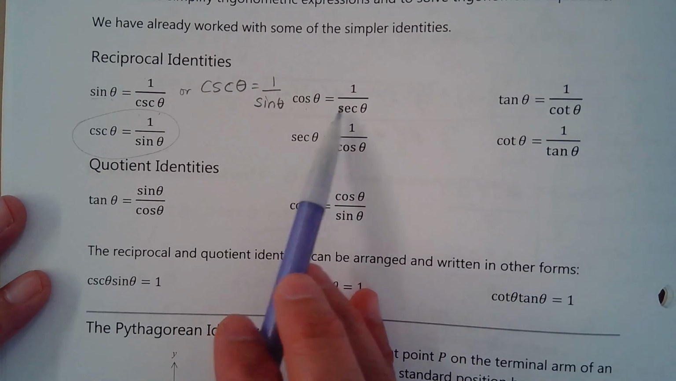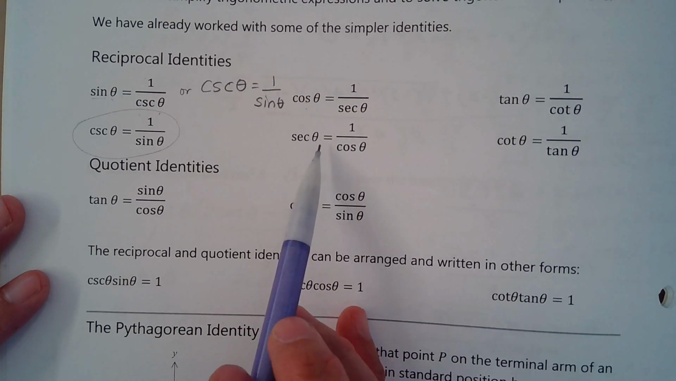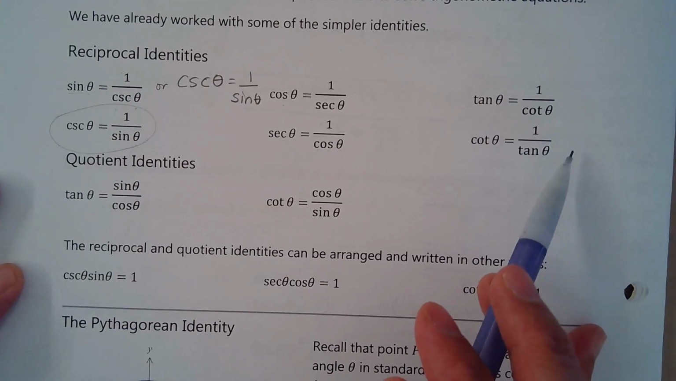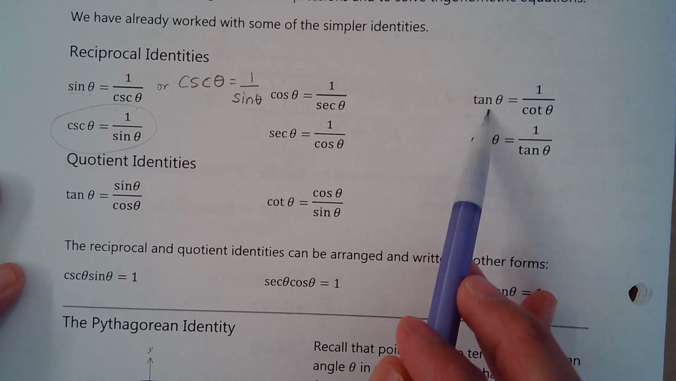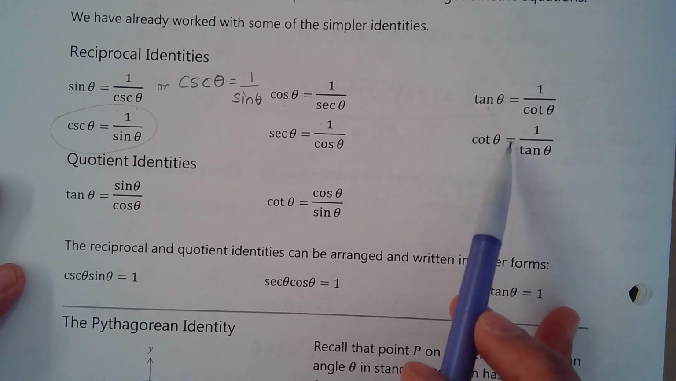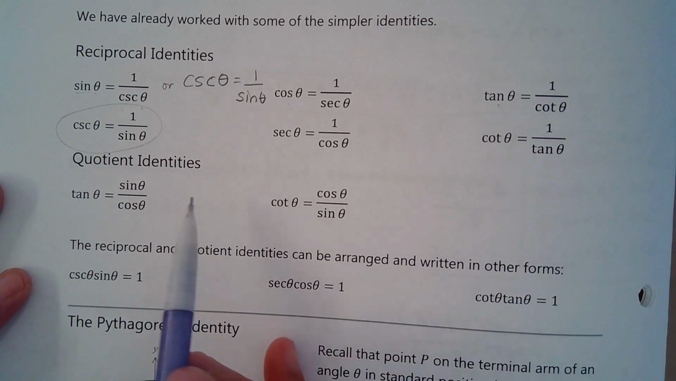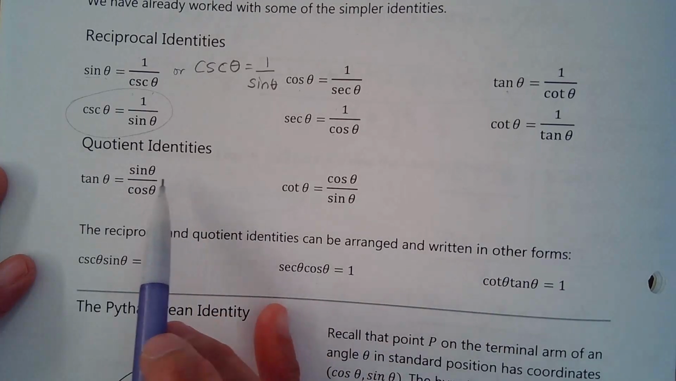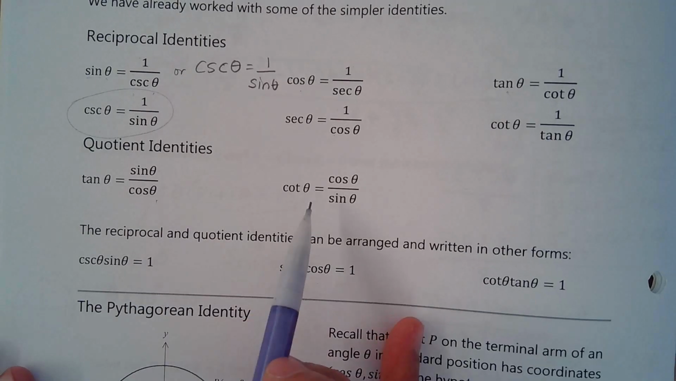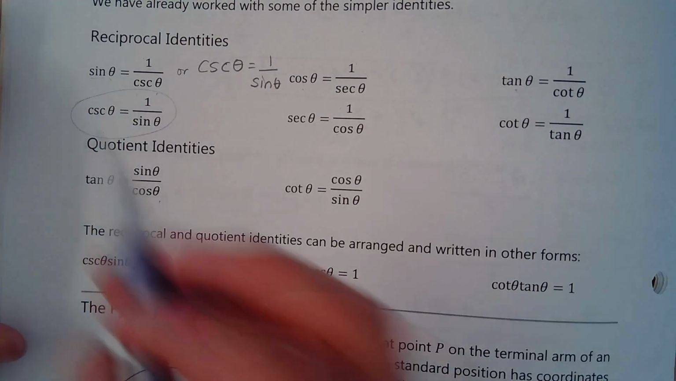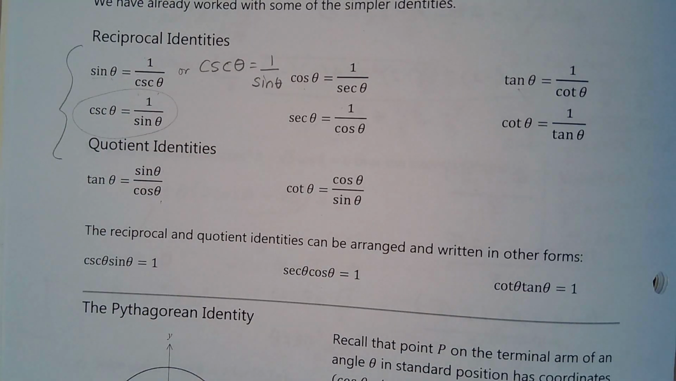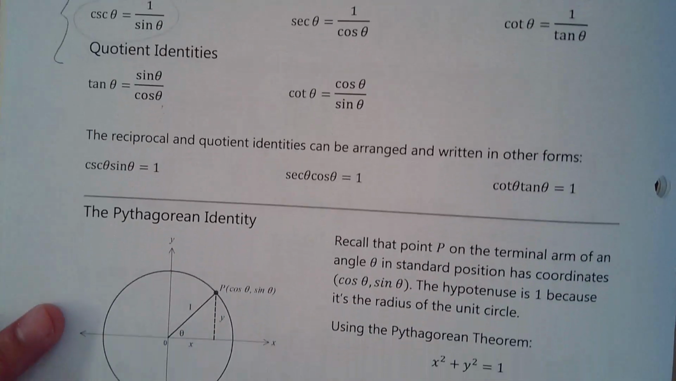Now what about cosine? Cosine is equivalent to 1 over secant theta, or secant theta is 1 over cos theta. Tangent is equal to 1 over cotangent, and cotangent is equal to 1 over tan theta. And if tan theta is equal to sine theta over cos theta, cotangent is the reciprocal, cos theta divided by sine theta. So these are nothing new to us. We've seen that before, right?